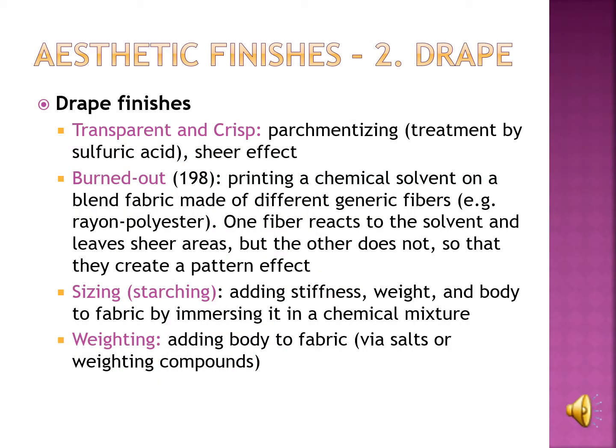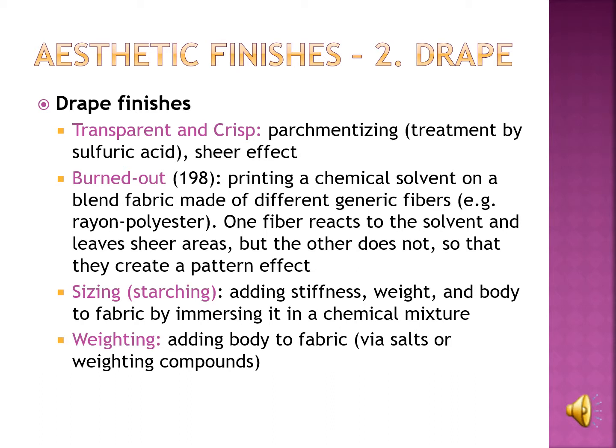There are 4 primary finishes to improve drape on fabrics. The first one is the transparent and crisp finish, which basically amounts to treatment by sulfuric acid, and that's called parchmentizing. You may have heard of parchment paper. It has to be done very carefully because if the acid dissolves too much, it can actually destroy the fabric and make it quite a bit weaker. So it does have to be carefully used, but that's the first drape finish.